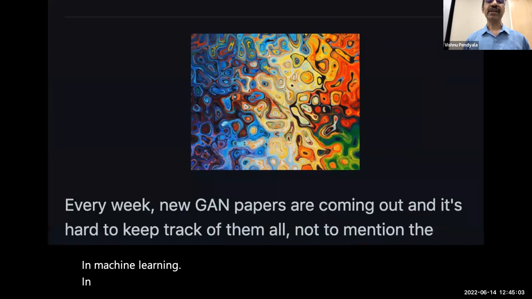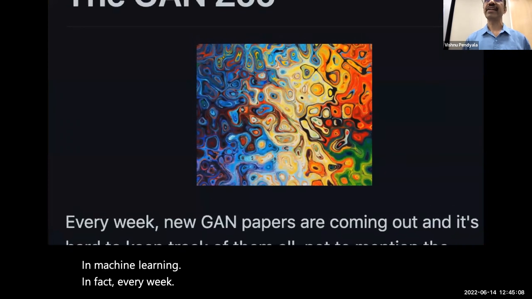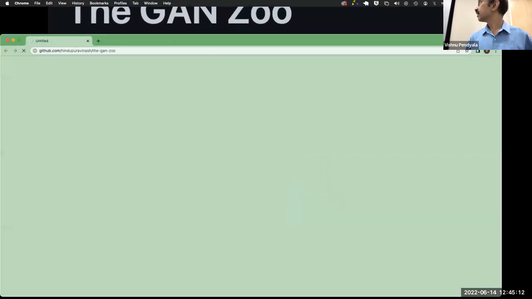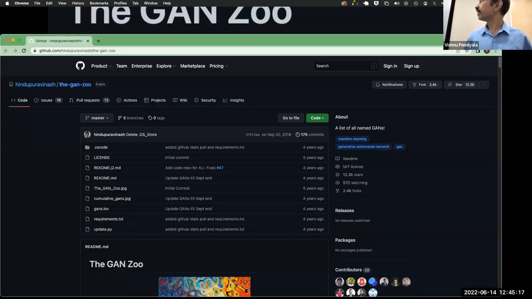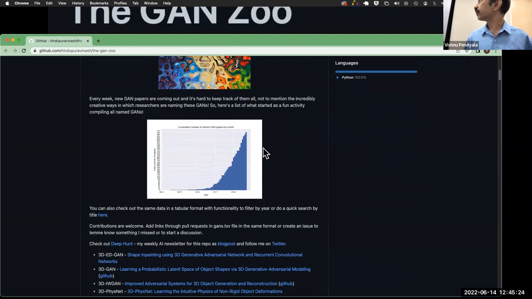In fact, every week, new papers using generative adversarial networks are coming up, and there is a GitHub repository which is tracking all these different types of GANs that are coming up on a daily or weekly basis. And you can see it's exponentially growing. The number of papers on GANs is exponentially growing.